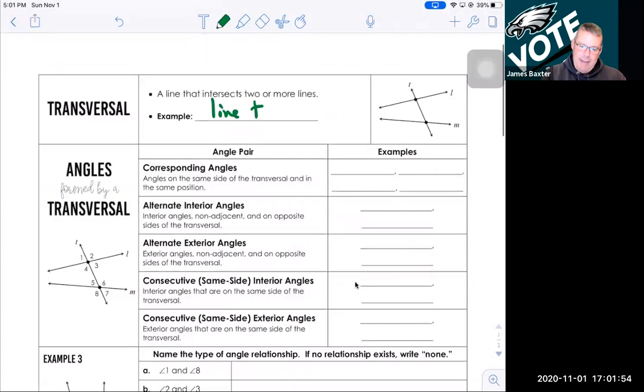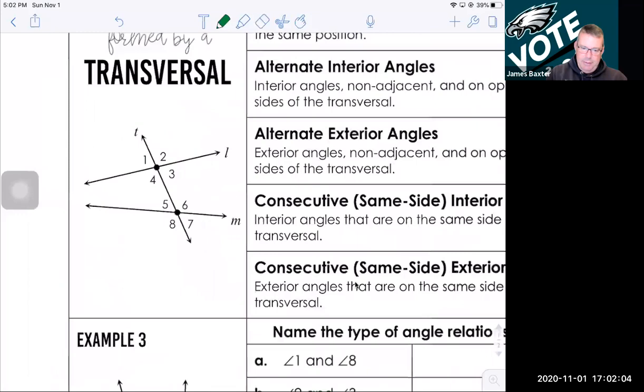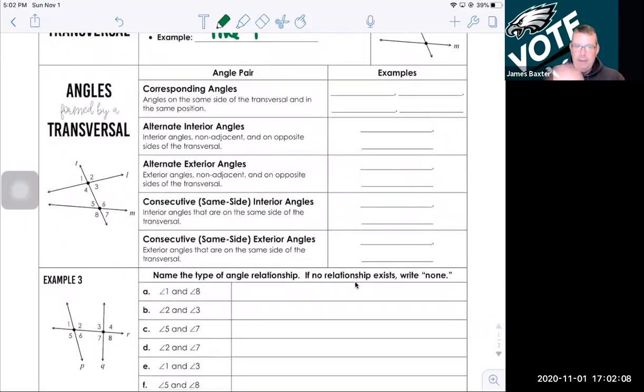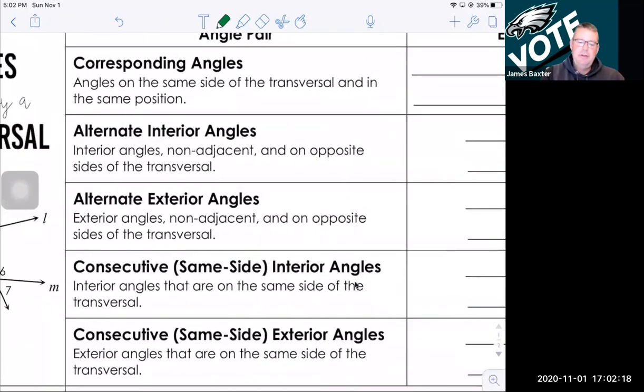Okay. So what happens is, when a transversal occurs, as you can see over here, a whole bunch of different angle relationships happen. They're listed here for you. So we're just going to walk through some examples of each one. And I'm going to give you a little bit of a hint towards ways I remember or ways that I teach them also. So the first one is corresponding angles, angles on the same side of the transversal and in the same position.